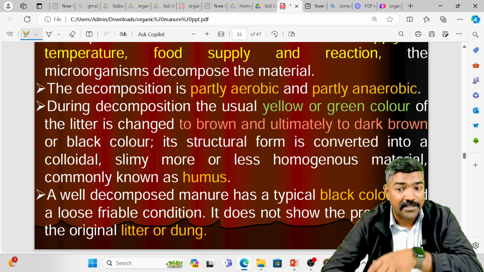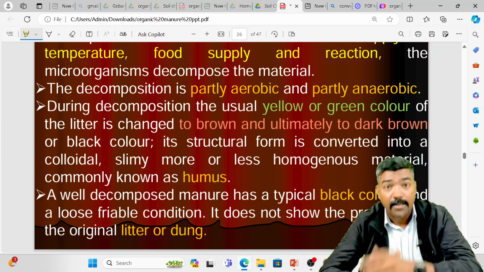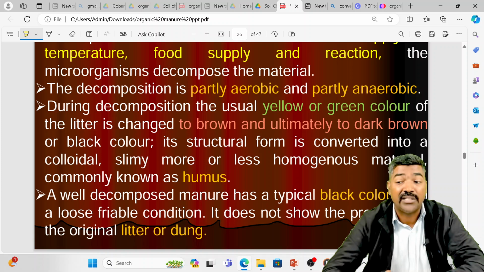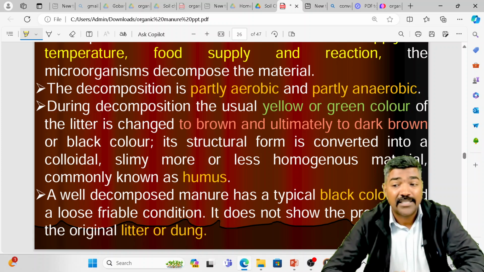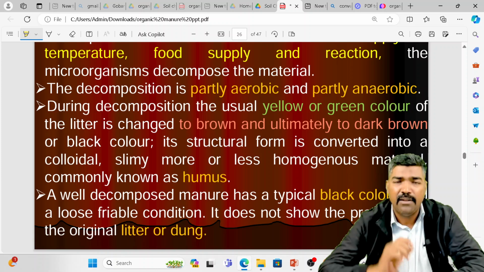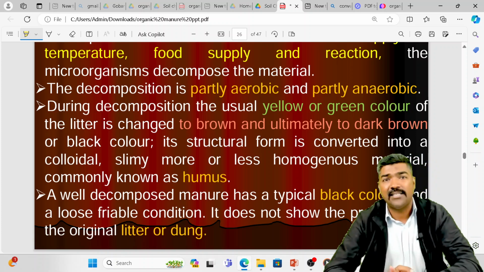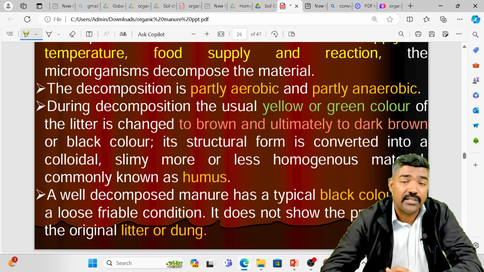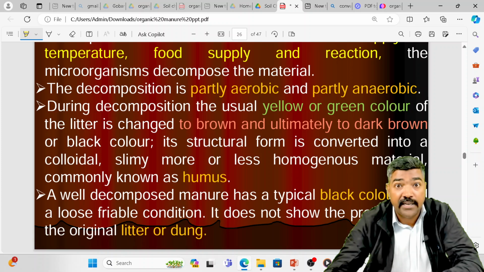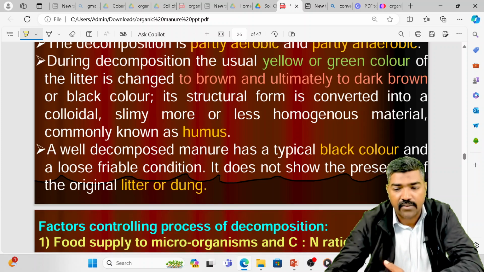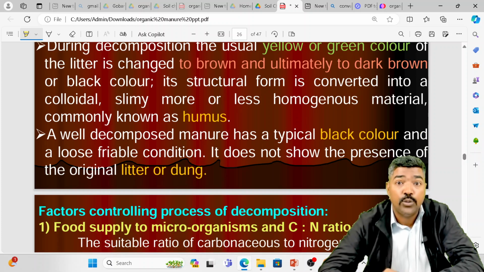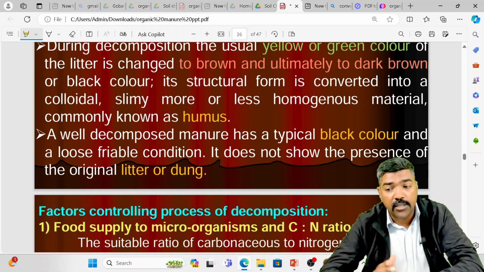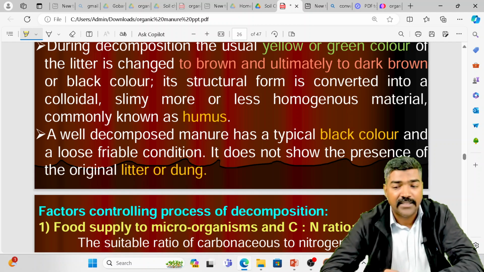So this is a very important indication that the structural form is converted into colloidal, slimy, more or less homogeneous material which is commonly known as humus. They will be asking the definition of humus in the examination, and you can be asked the classification as well, about the composition and decomposition. Write a short note on it. The decomposed manure has a typical black color, and it does not show the presence of the original litter or dung.